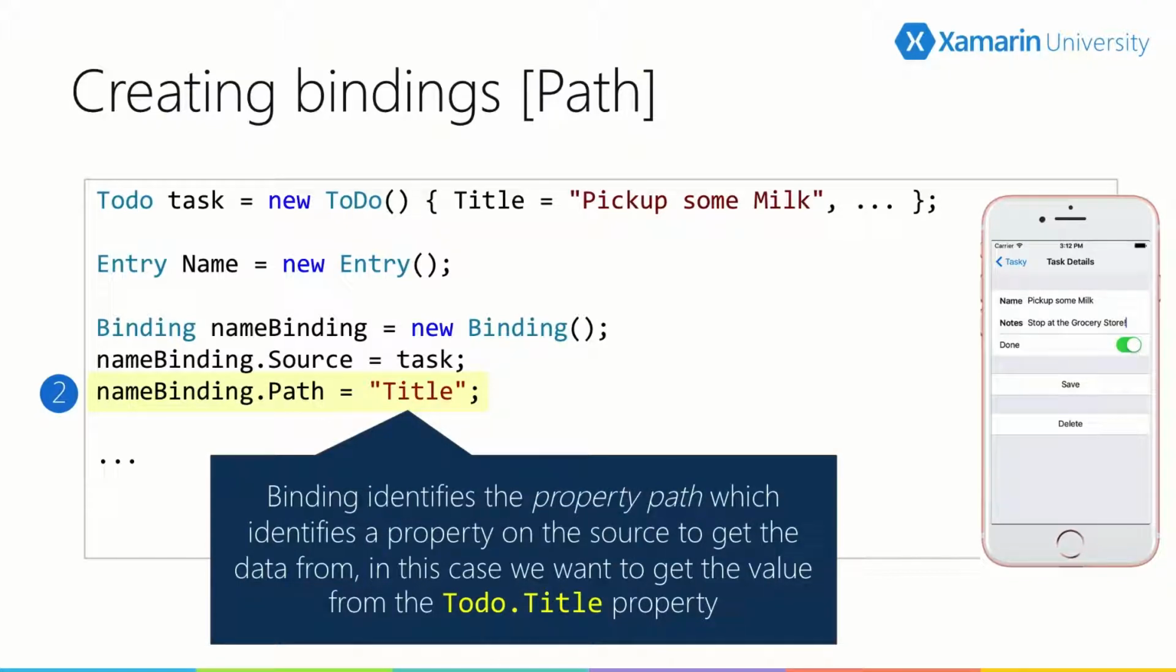Next thing we need is the path. Now that we have identified the source, we must make sure that we tell our binding which part of the source it is that we want to transport over. And here we say the path equals the string title. And notice how the string title matches the name of the public property of our to-do object.